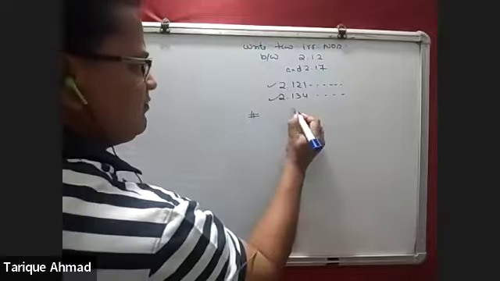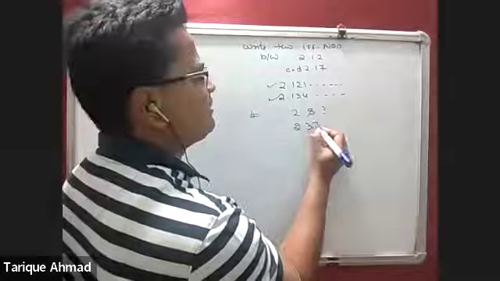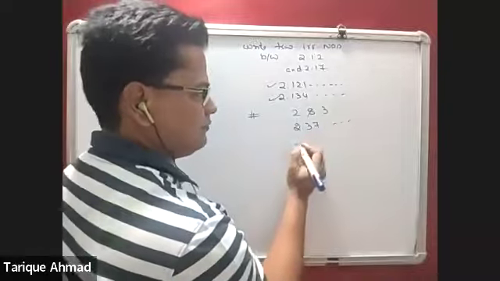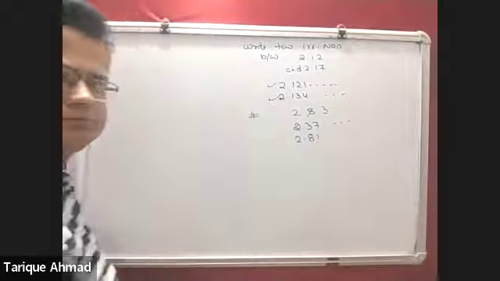Yes, sir. Next one, write two irrational numbers between 2 and 3. 2 and 3, okay. 2.38 dash dash dash. 2.37 dash dash dash. 2.85 dash dash. Better keep an odd number at the end. Yeah, it is better to keep an odd number at the end, right?